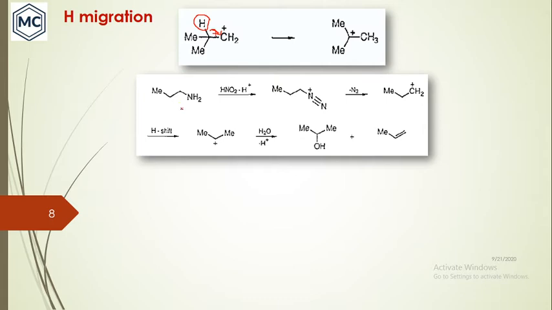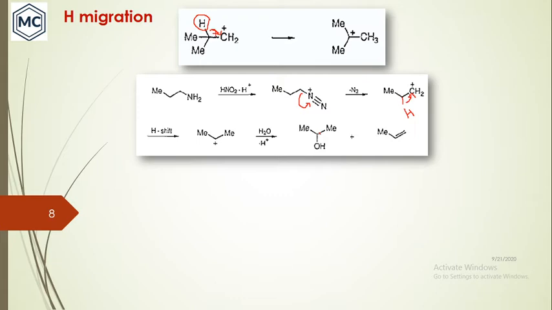Right, and another case for hydrogen migration is shown in this example. By treating this amine with the protic acid, it forms an azo compound. And this azo compound gets eliminated, nitrogen is eliminated, and it forms a primary carbocation. And here the hydrogen from here gets migrated to this primary carbocation, right? Then the CH2 plus becomes CH3, forming a secondary carbocation. Then the hydrogen gets eliminated either from here or water can be added. Two kinds of product can be formed.